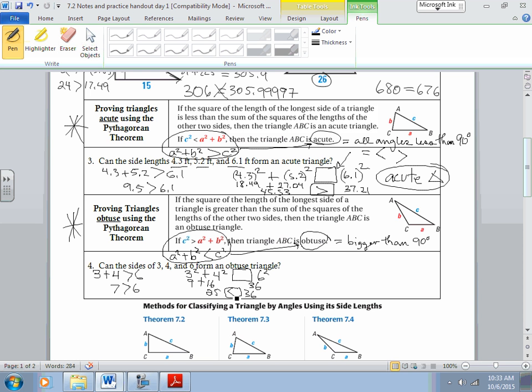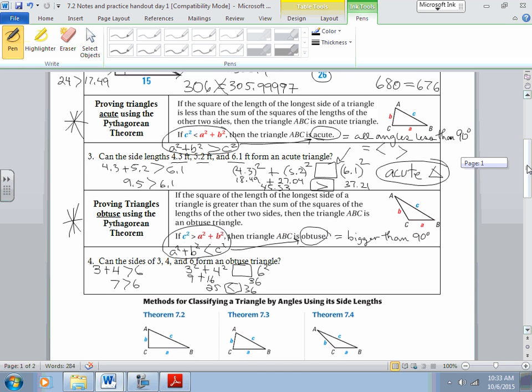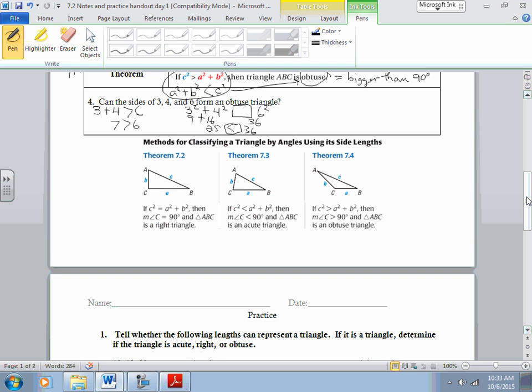Okay? All right. Any questions then on this, what we just went over? If it's an obtuse triangle, there's one angle in that triangle that's bigger than 90. Okay?